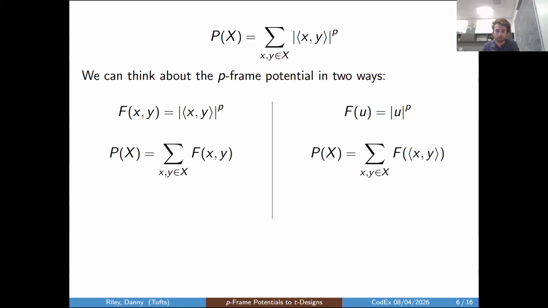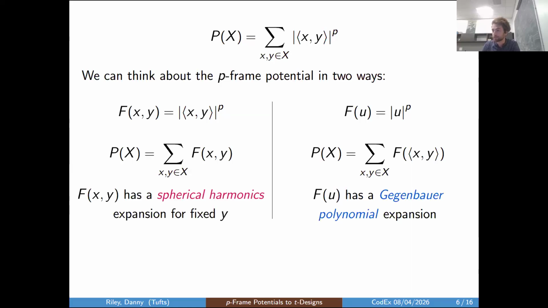But on the right-hand side, I can think about my P-frame potential instead as a function on the interval -1 to 1, because those are the possible inner products that can be taken on by points in the unit sphere. And what my P-frame potential is, I'm summing over that potential evaluated at the inner products that my configuration X achieves. And okay, how are these two different, but also how are they related? Well, on the left-hand side, because these are functions on the sphere, at least for a fixed value of y, it is a continuous function, so it has a spherical harmonics expansion.